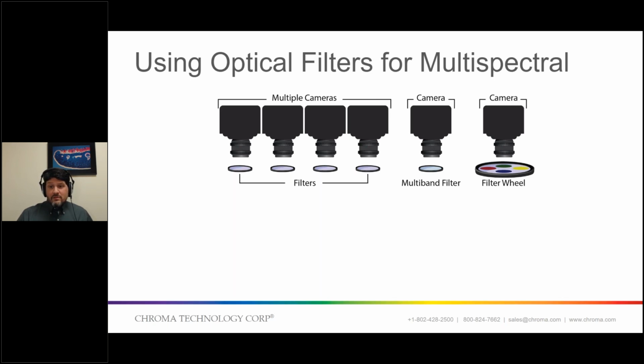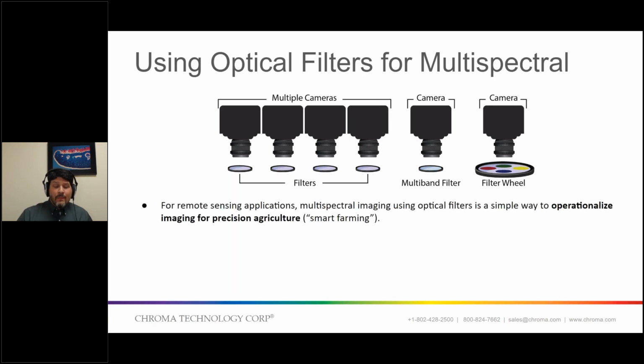Of course, fewer cameras may be better for certain applications, although a low-cost camera each with its own filter could be the best way to go. For example, in remote sensing applications, using optical filters in this simple way really operationalizes imaging for precision agriculture.